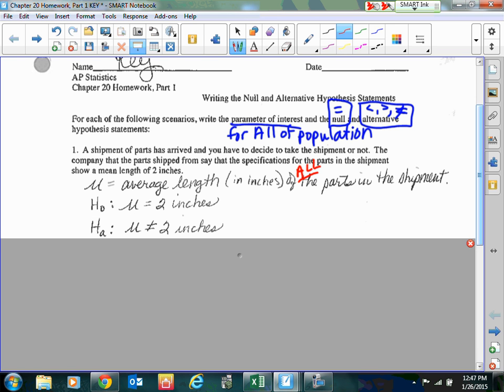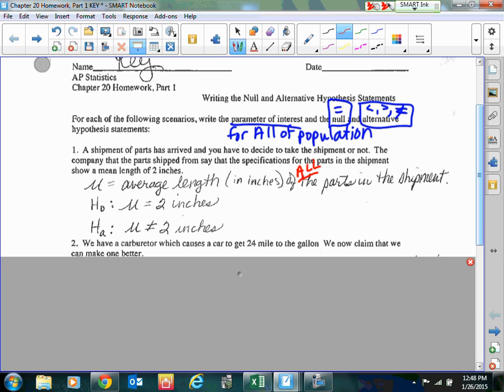It's not equal to, because we do not really have an indication that I'm worried they're too small or I'm worried they're too big. I just am worried if they are not meeting specifications, okay? So either too small or too big, both are bad. So either direction will reject their claim. That's it. That's all we do for each one of these problems.